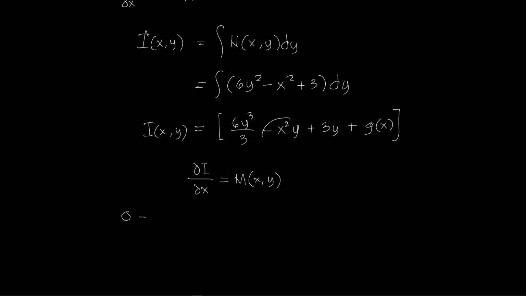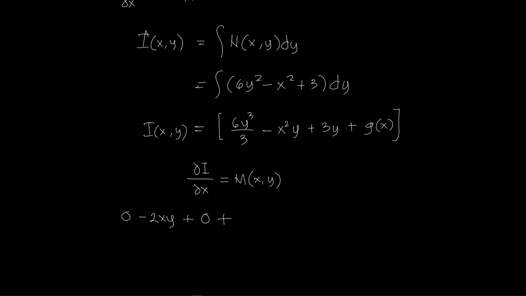Minus, derive with respect to x: negative 2xy. Right? Yes, sir. Plus 3y, derive with respect to x: 0, constant, sir. Since it's constant, plus 0.